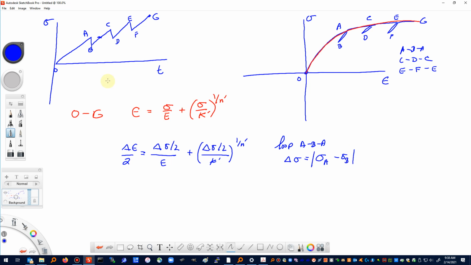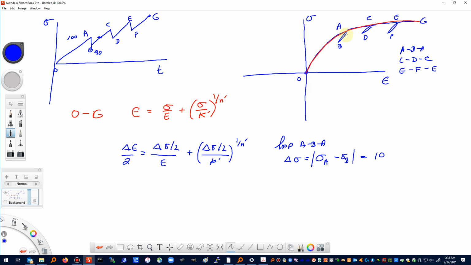Okay. So let's put some numbers on here. Maybe this was 100 megapascals and this was 90 megapascals. So in that case my delta sigma would be equal to 10 megapascals. And then of course I divide it by 2, divided by E, divided by 2, divided by K prime to the 1 over N prime power. Multiply the right hand side by 2, and then I get my delta epsilon, which will tell me how far over to the left I would go during my unloading, and then it would tell me how far over I would go, which should mate back up for my other branch from B to A to join that curve.